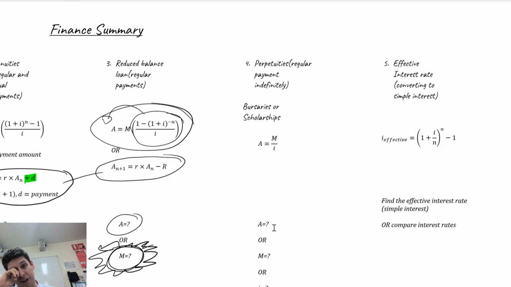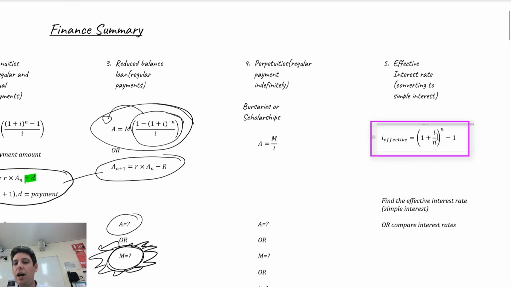So to create an effective interest rate, use this formula. So we substitute in I, substitute in an N to get little i effective. So you can have just a basic find the effective interest rate question, or you can have a compare the interest rate questions as well.